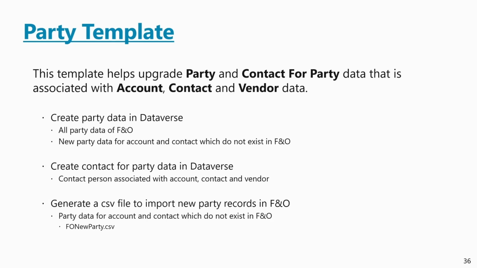Apart from creating the party records and associating with account and contact, it also generates the contact for party records by associating the contact person with account, contact, and vendor. At the end, it generates a CSV file to import all new party records in FNO. Let's move on to the party postal address template.